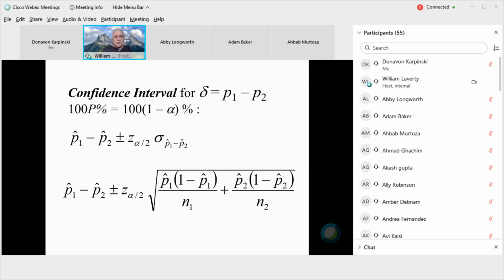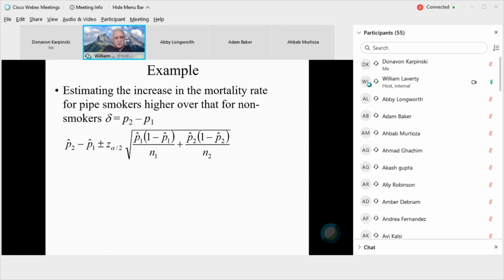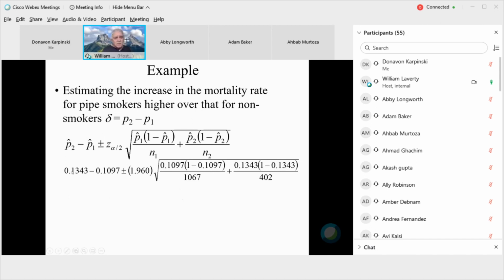When we're testing, we're assuming the null hypothesis was that the two were the same, so we had to combine to get an estimate of the common value. In the same example as we used before, we've got P1 hat and P2 hat. P2 hat is the mortality rate for pipe smokers. P1 hat is the mortality rate for non-smokers. Putting those numbers in, the confidence interval is 0.0247 plus or minus 0.03. That's minus a number to plus a number. So that interval contains 0. So the difference could be 0.